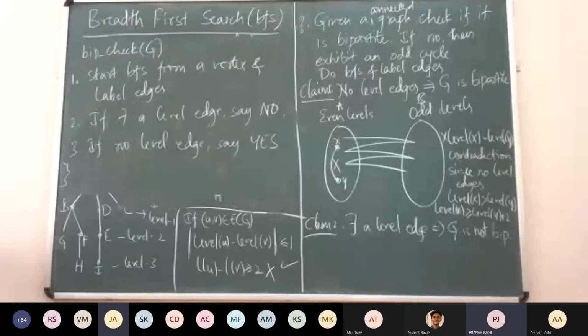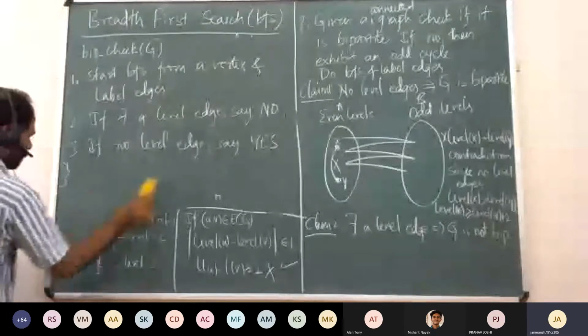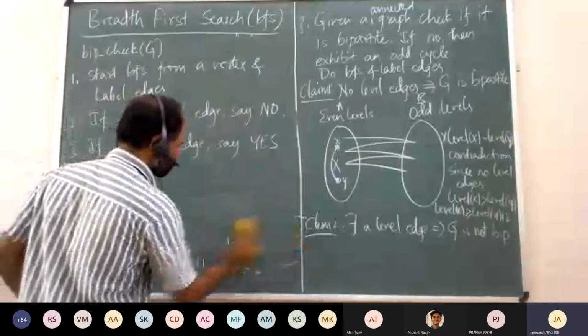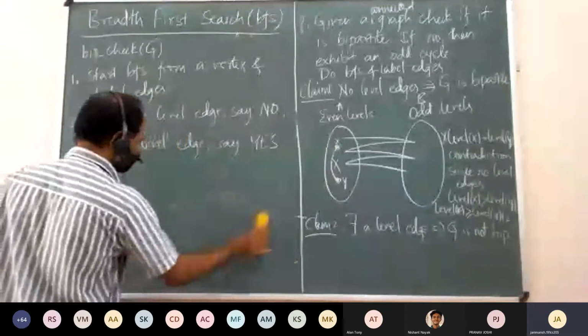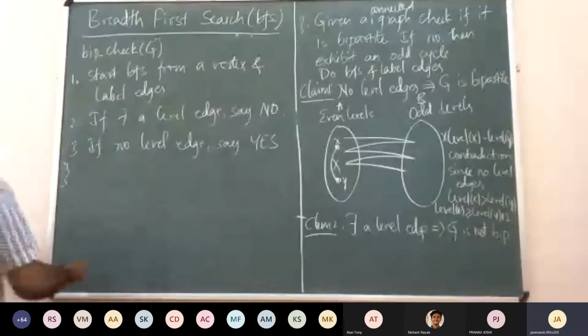Yes, sir. So basically, if there is a level edge, we take their common ancestor. Now there is an edge between the common ancestor and both the vertices, and there is an edge between both the vertices. So all these three vertices cannot be placed in two groups. We need at least three groups.